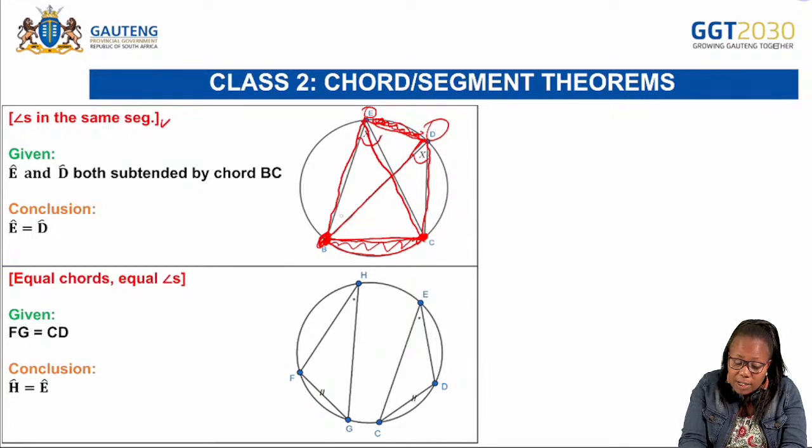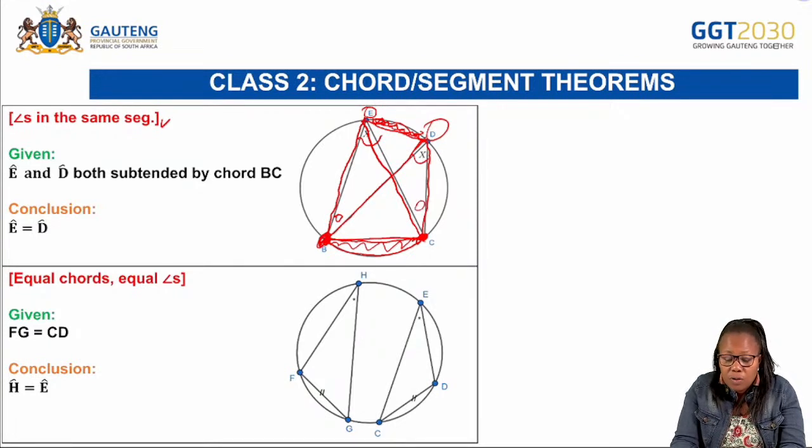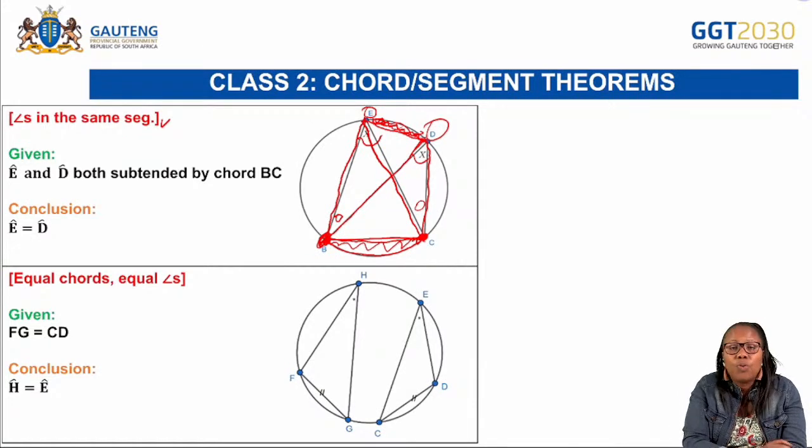Which are those angles? That is angle EBD and angle ECD there. They are also from the same segment, same chord, same arc. Therefore our reason we write is angles in the same segment. And then another converse for that one is that equal chords subtend equal angles.